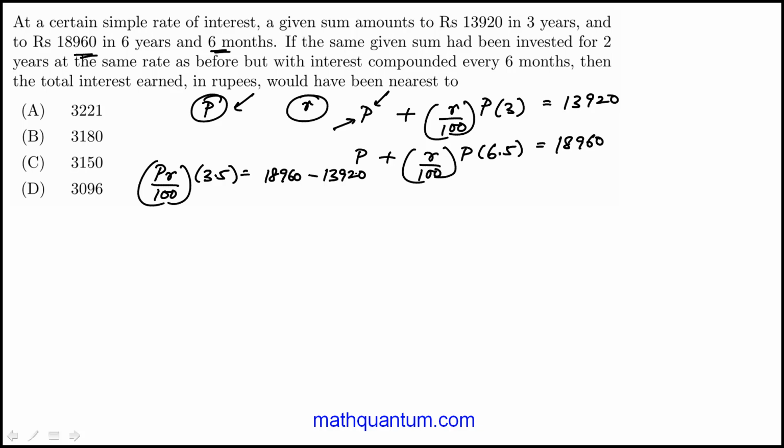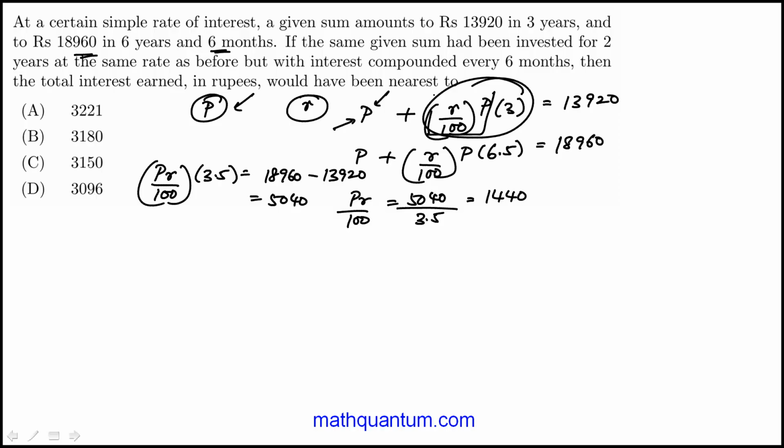So if I do the subtraction here, I would get 5040, which means PR over 100 would be 5040 over 3.5, which turns out to be 1440. And now I can plug that in here to figure out what P is, because PR over 100 is 1440. So that I think is the easiest way to reduce the amount of computational work.